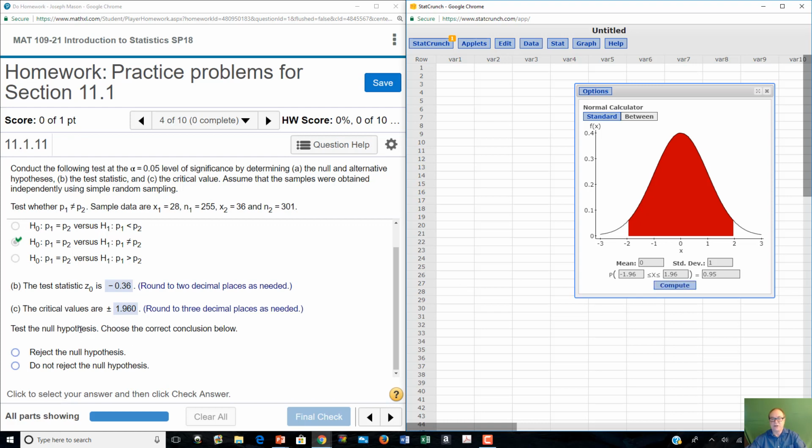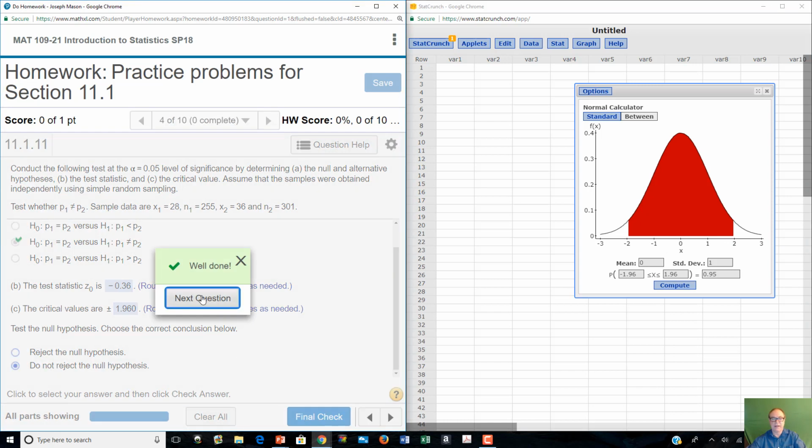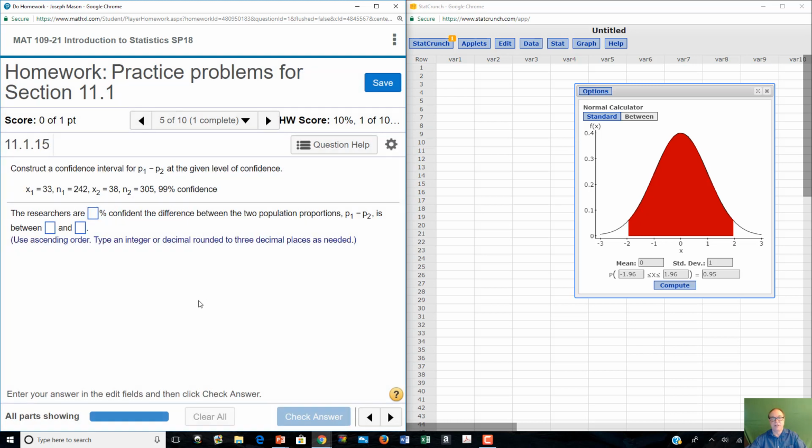Now, to test the null hypothesis, we can use this graph right here. Take the test statistic, negative 0.36. Where would negative 0.36 be? Well, it would be somewhere in here, right? Which means it's in the red area, which would be the fail to reject. Because remember, you reject when you're out in the tails. So this would be in here, so do not reject. Okay, now, next question. This deals with a confidence interval, so we'll come back to it.